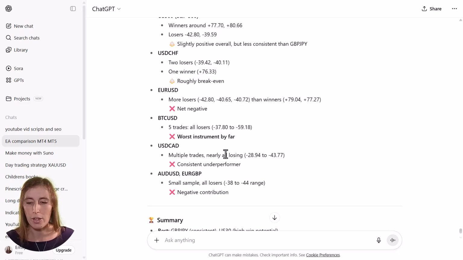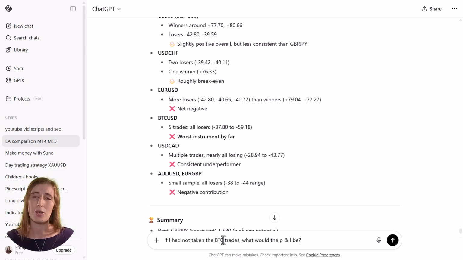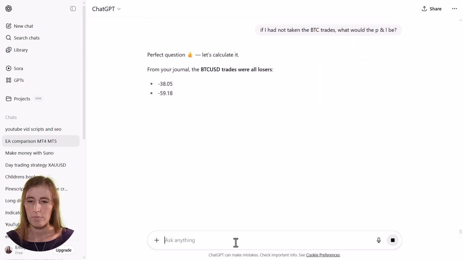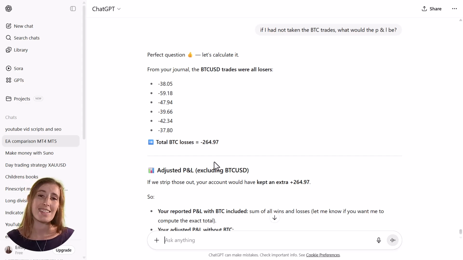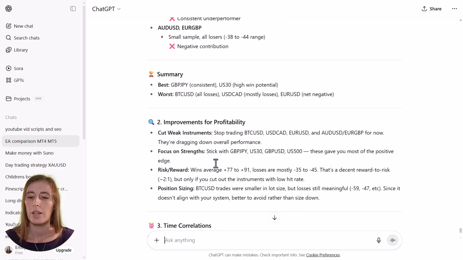So I think at this point, I'm going to drop Bitcoin. And I'm curious, if I had not taken the Bitcoin trades, what would my P&L be? So it took a total of $264 loss for Bitcoin, which meant that obviously if I hadn't taken those trades, it would have made an extra $264.